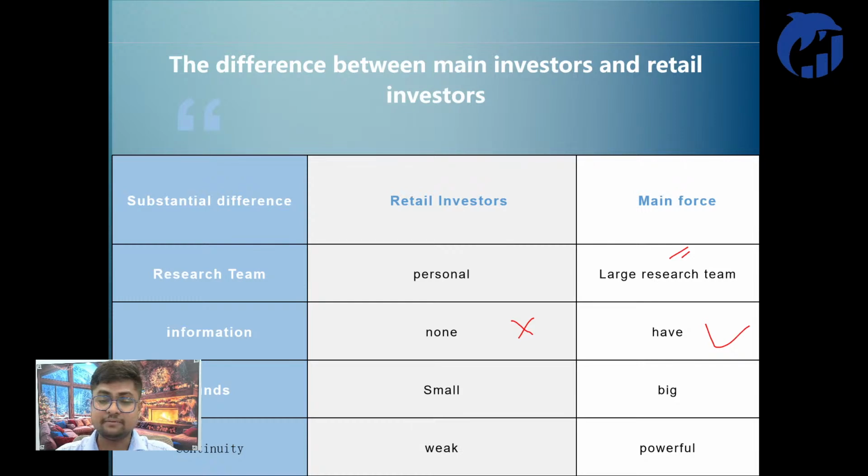Talking about continuity, from the beginning we were talking about continuity. For retail investors, it's very weak. The continuity remains at one or two days. But for the main force, the operators, it's very powerful and remains continuous. For a weak position, retailers only make one candlestick, but the powerful main force makes many candlesticks in a bullish pattern, and they are able to drive the market much higher.